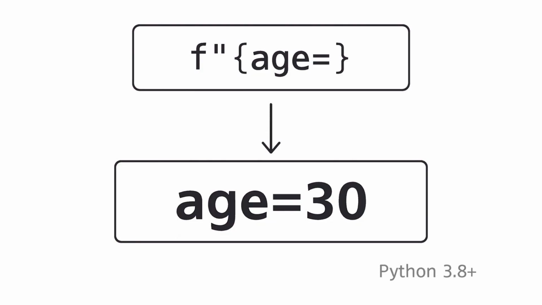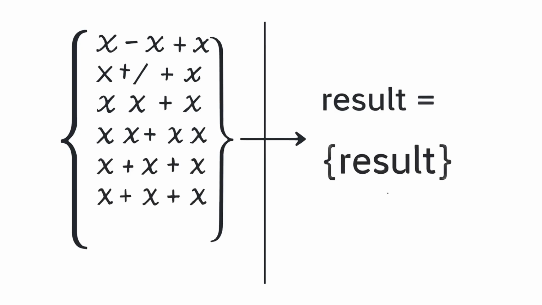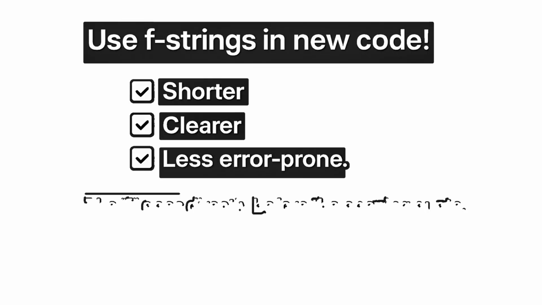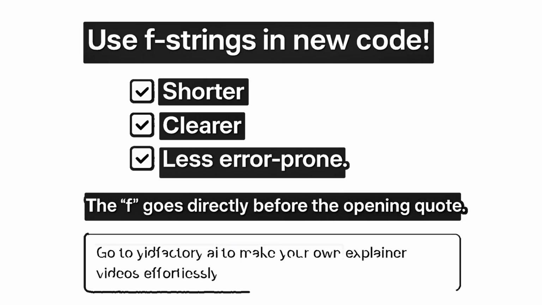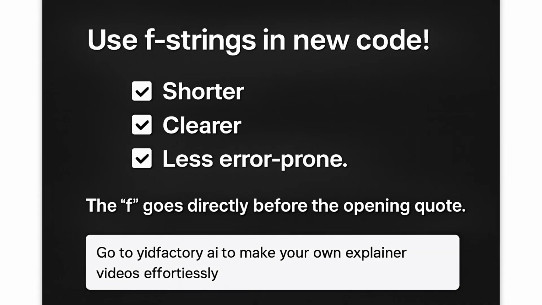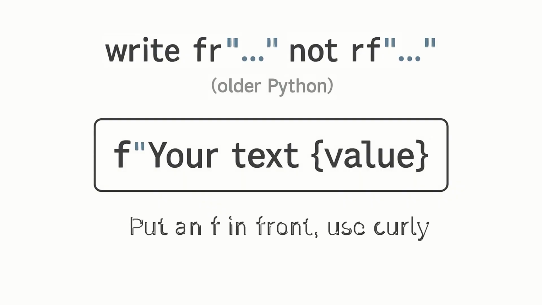Here are a few best practices. Keep expressions inside braces simple. If it's getting long, calculate it in a variable first, then format that variable. Use f-strings instead of % formatting or str.format() in new code. They're shorter, clearer, and less error-prone. And remember, the f goes directly before the opening quote. If you need raw strings and f-strings together, write fr"...", not rf"..." in older Python versions.